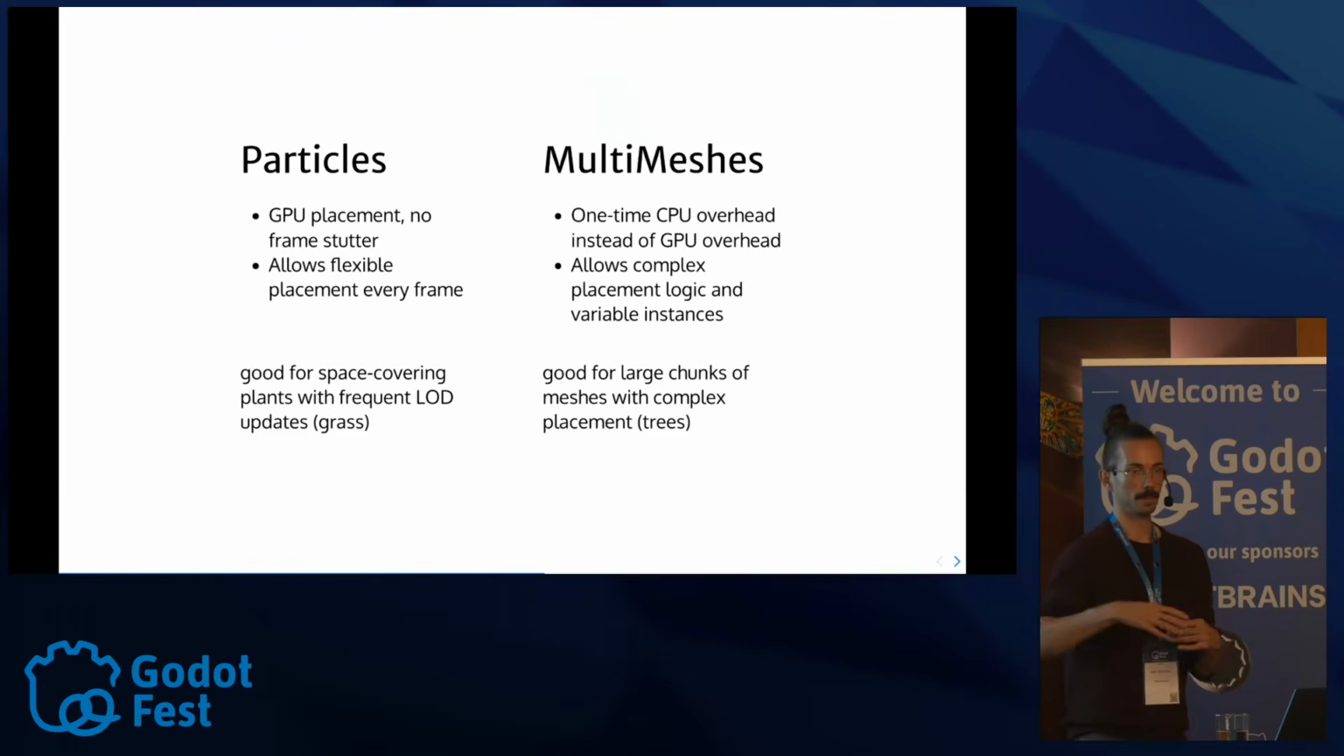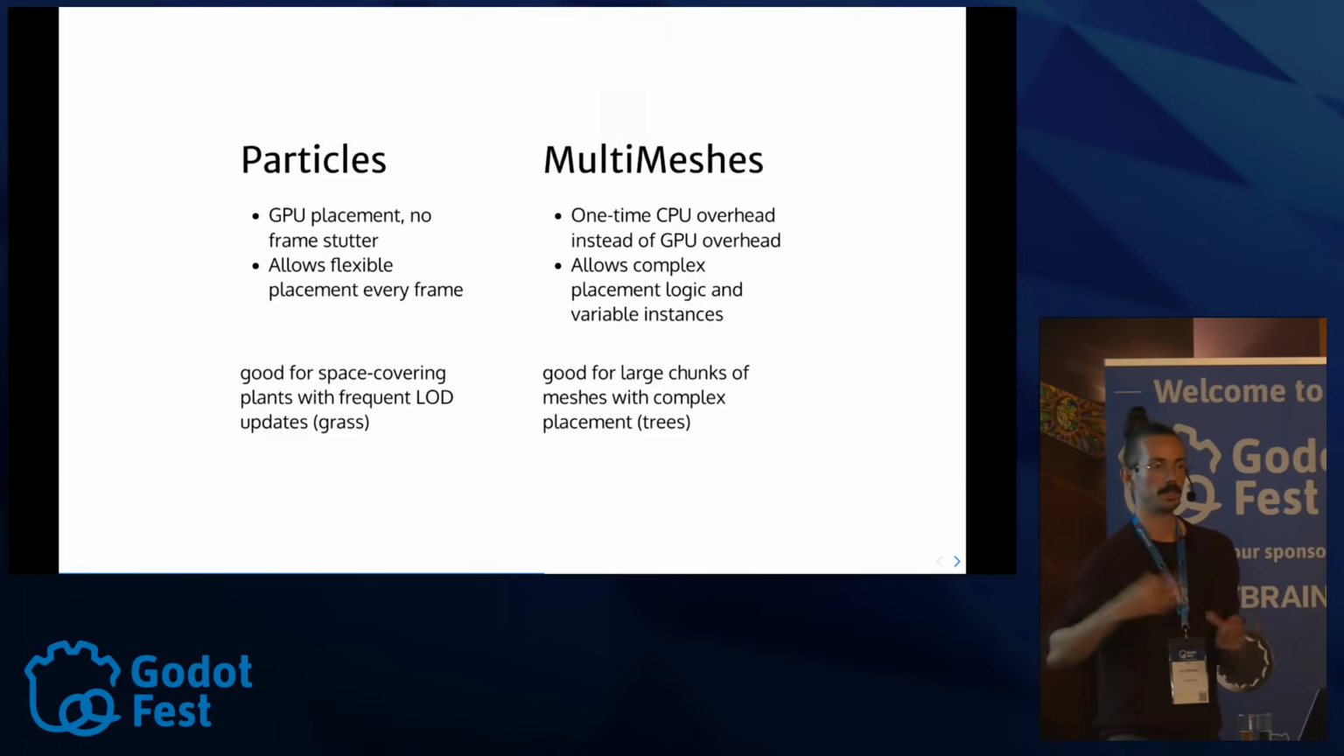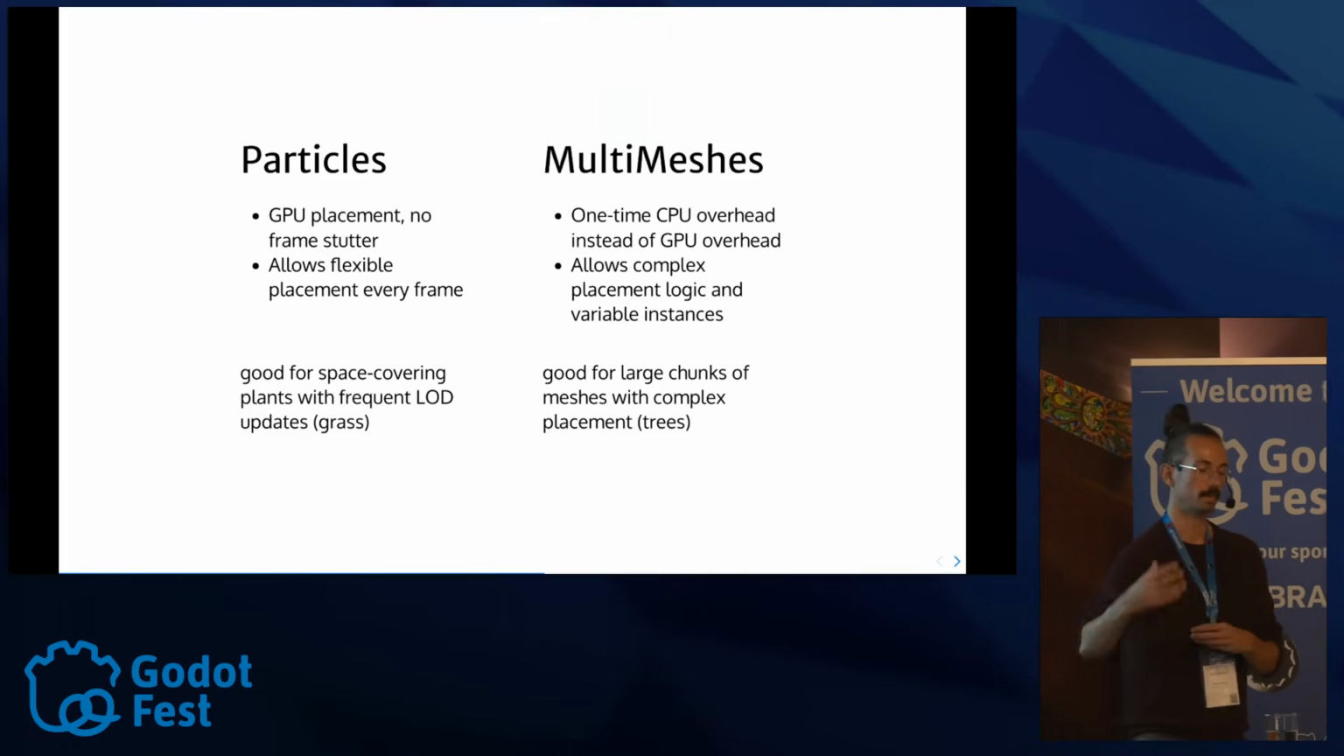So for example, for grass, which should always be near the player, we like to use particles, because that way we can always move them to wherever the player is at the moment. So things that have frequent LOD changes that move around a lot, you should use particles.